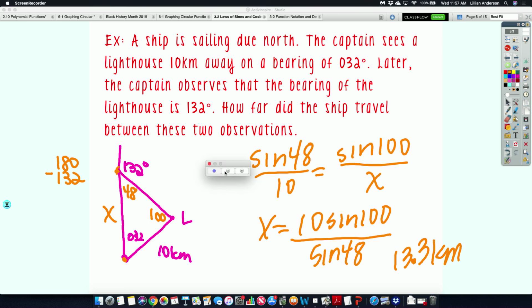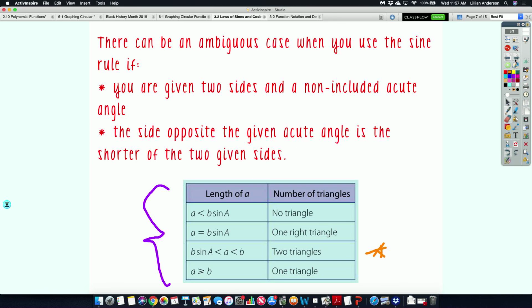Now with the law of sines, there is a time when you won't always have one triangle. There's a possibility that you could have two triangles that this information could work for, and there's a possibility that you'll have no triangle at all, and that is called the ambiguous case. The ambiguous case only applies to the sine rule. When we talk about the cosine rule, there is no ambiguous case. It is only for the sine rule.